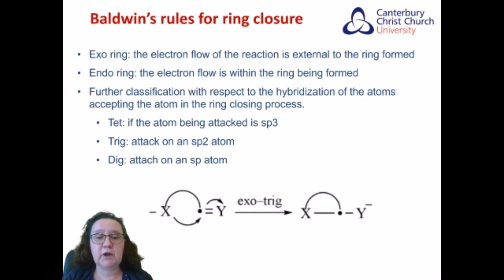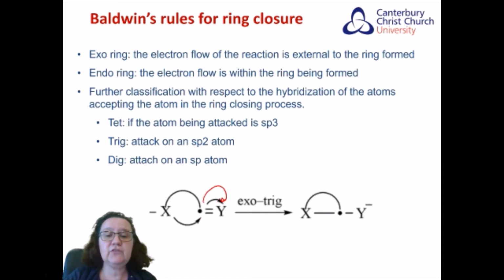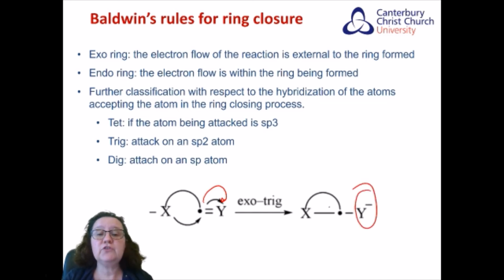What about this one? Well, if you see the electron flow when the reaction takes place, it is outside the ring being formed, they end up here. So this is an exo reaction. And it's a trig reaction because the attack happens on an sp2 atom. So this would be an example of an exo-trig cyclization reaction.